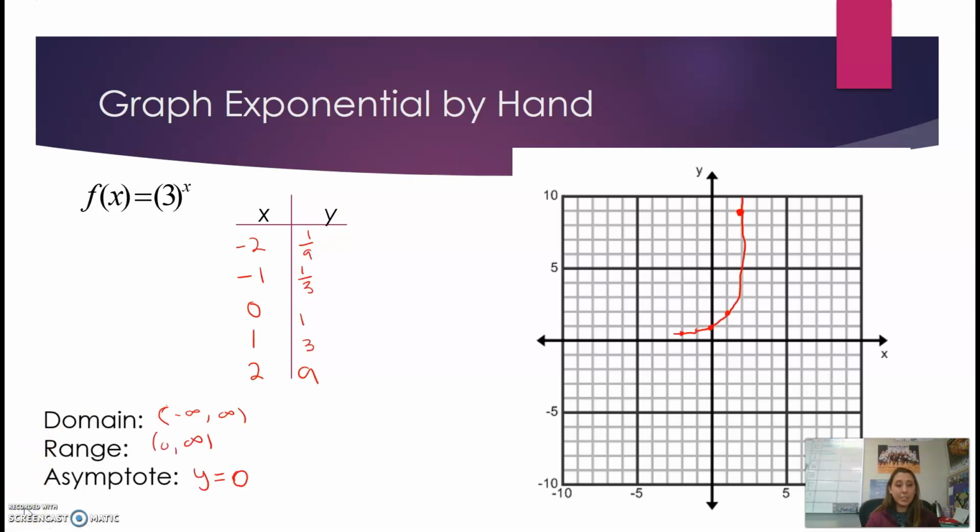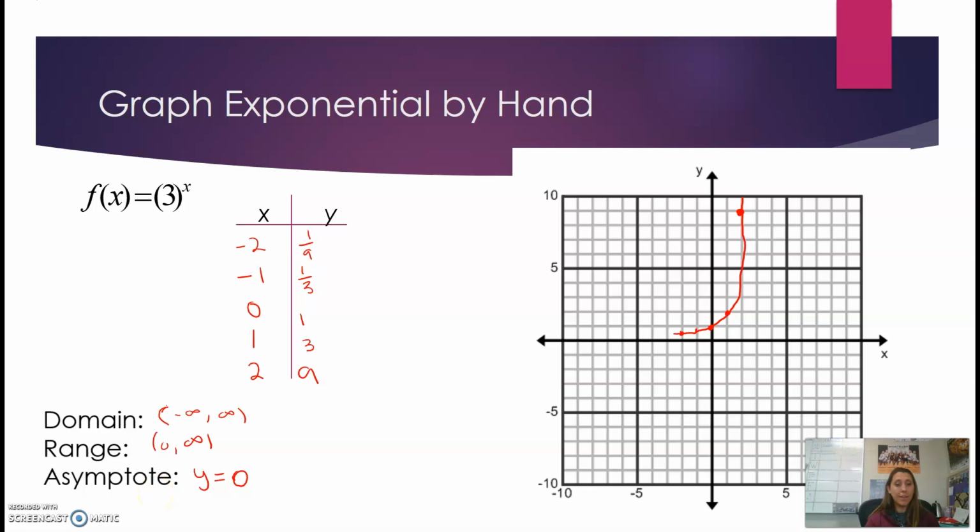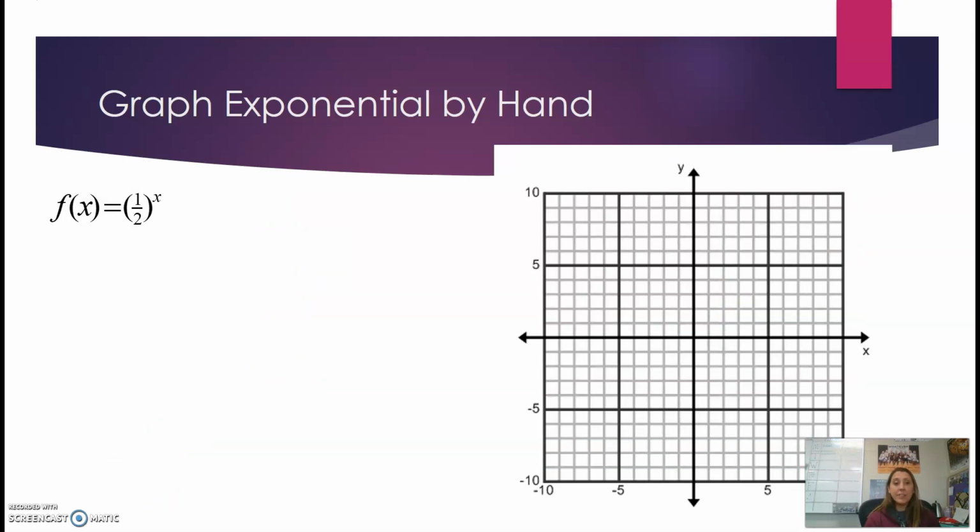Okay, so go ahead and check your answers and make sure you got that all correct. I'm going to change my color. Okay, so again, I just plugged it in and found it. So this is going to be exponential decay. And the reason why I know that is my b is less than 1 but greater than 0. So go ahead and find your table, domain, range, asymptote, and graph it. Go ahead and hit pause.